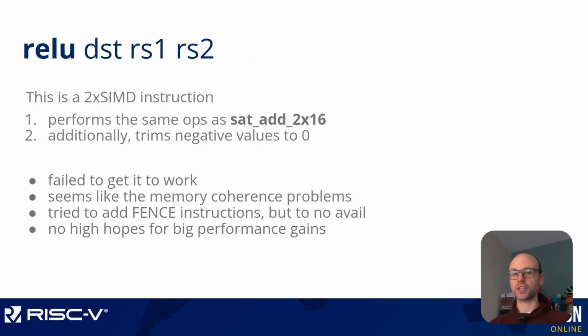The final instruction I tried to implement is RELU, which performs the same operations as the saturated SIMD addition, but additionally trims the negative results to 0. I failed to get it to work because I had some problems reading from the memory. I wasn't getting the data that I was expecting. So I tried to add some fancy instructions, but that didn't help. So I gave up on it.